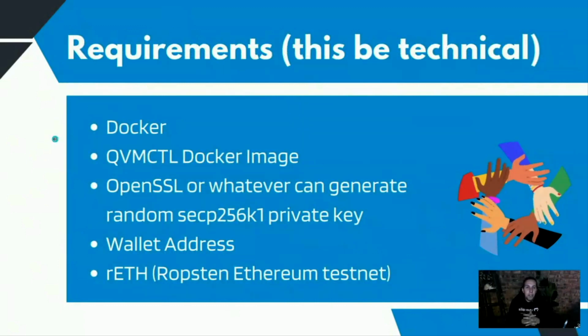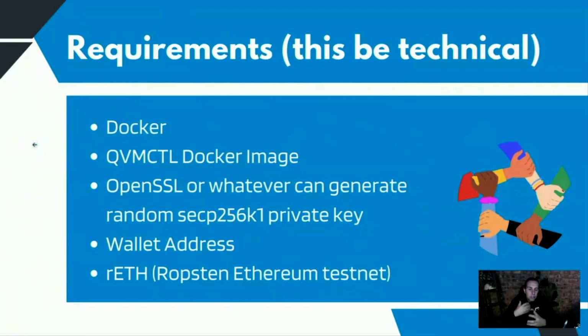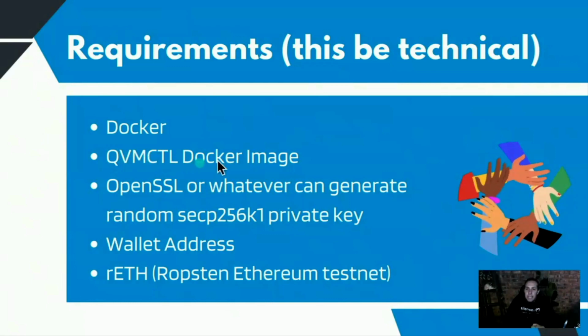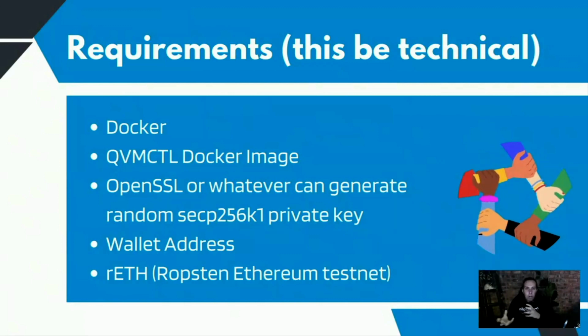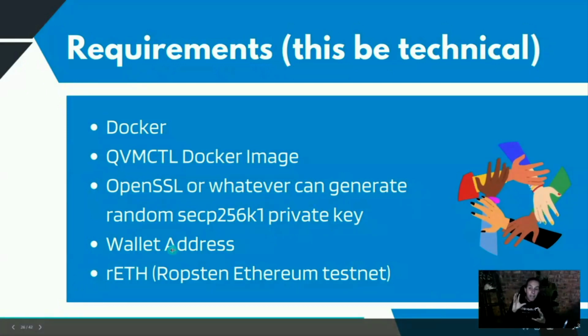So the requirements, and sorry, this be technical, everyone. If you wanted to now get started with this as a developer, you would need to run Docker on your local machine and download the QVMCTL Docker image. The QVMCTL stands for Quan Virtual Machine Control CLI, or it's the program that runs on the CLI, but you download that as a Docker image. You will need OpenSSL as well, so that you can generate a random SECP256K1 private key. Don't worry, I don't even know what it means for you if you non-technical folk are concerned about that. You'll need a wallet address, which can easily be created once you've got this QVM control, and you'll need some ETH. Now, right now they're in their testing phase.